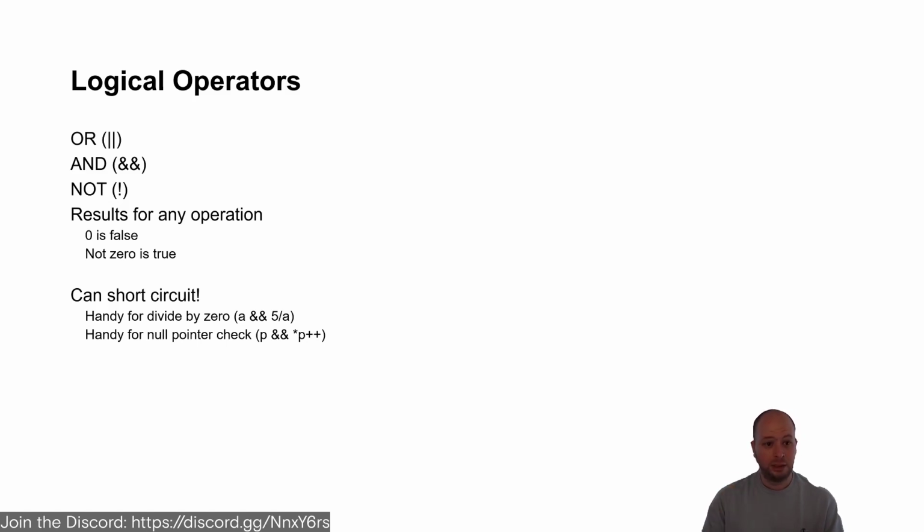A double line is a logical OR, a double ampersand is a logical AND, and an exclamation point is a NOT. Actually, the NOT is the most annoying one, because not something, not a number, is going to give you the opposite of its logical representation. So say, not 55 is going to give you false, which is like what?